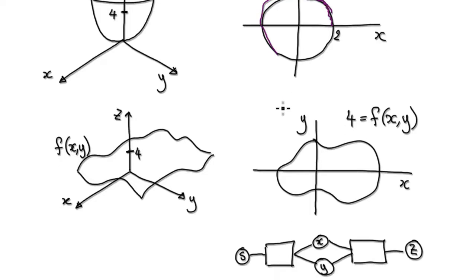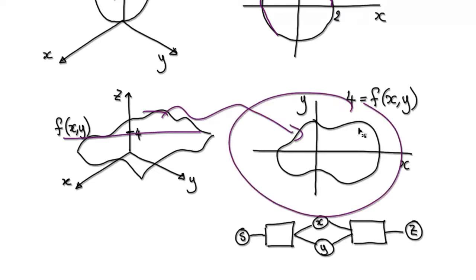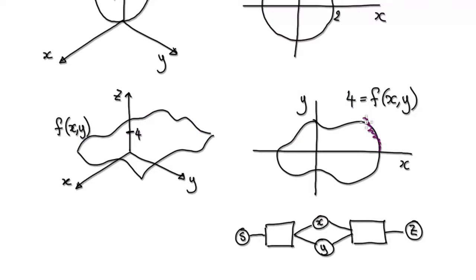So we got to this stage here where imagine you've got a surface and then you cut it at a height of 4. Let's just imagine it gives you this thing here. So if you're an ant walking along this path, you're not going to gain in height. You're just going to stay at the same level all the time.